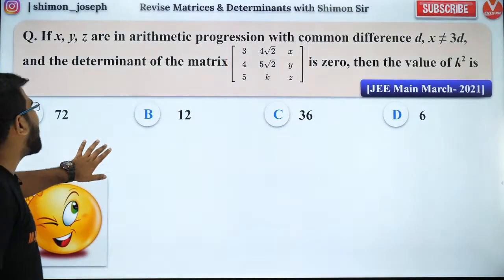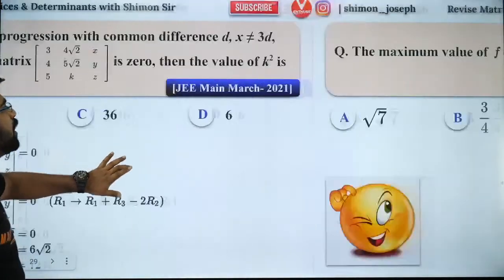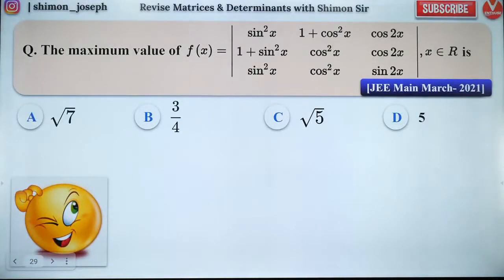So with that we will move forward to the next question, which is finding out the maximum value of f of x over here. Please try to do it. Everybody has to try and solve it. Go for it guys, come on.